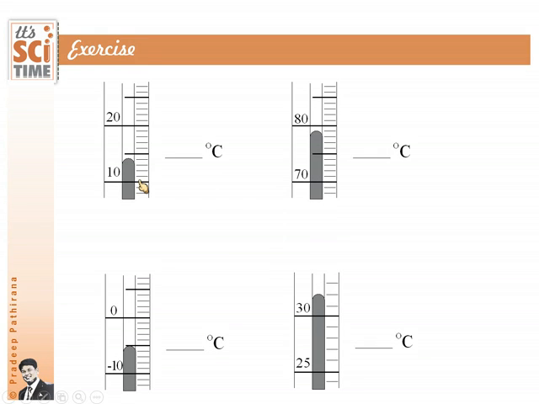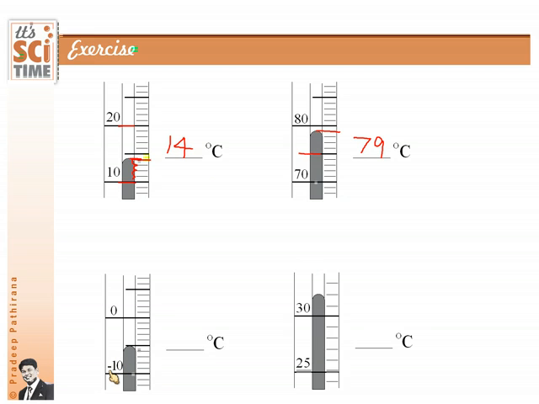Right, let's check the answers. First one, see this is 10 and this is 20, and the top level of the mercury is here. Check your answer: 10, 11, 12, 13, 14, it should be 14 degrees Celsius. Next, the second one, 70 and 80 here. So this is 75, 76, 77, 78. This should be 79 degrees Celsius. Check whether your answer is correct or not.